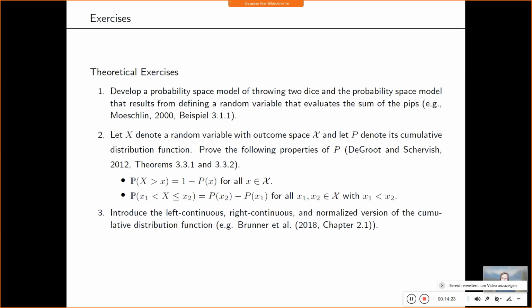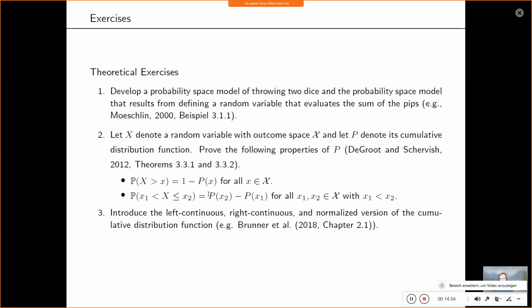There, the result is that the probability for a random variable to take a value larger than x is 1 minus the value of the CDF at x, for all x in the outcome space of x. That's one thing. The other thing is, if you want to know the probability that a random variable takes on a value in a given interval, how can you evaluate this?